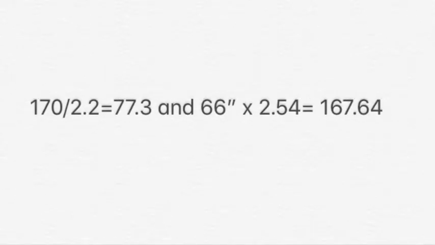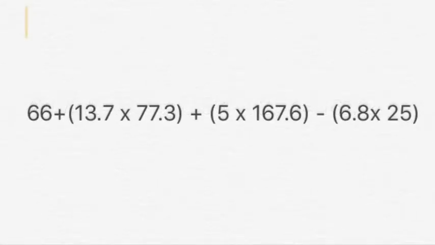From here, you plug in your weight, which is divided by 2.2 to kilograms, and your height, which is times 2.54 into centimeters, into the formula. Now that I have my information, I will use the BMR calculation for male and substitute my numbers for my kilograms of body weight, my centimeters in height, and my age, which is 25. The formula looks as such: 66 plus 13.7 times 77.3, my weight, plus 5 times 167.6, my height, minus 6.8 times 25, which is my age.